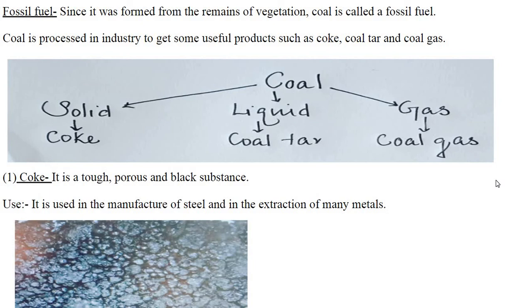First one is coke. You can see in this picture, it's tough, porous and black. Then what is its use? It is used in the manufacture of steel and in the extraction of many metals.